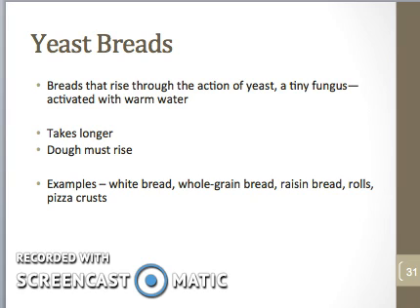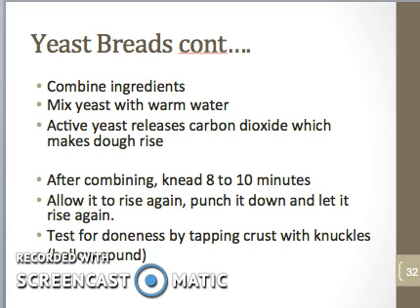Now, using yeast takes longer because your dough must rise. However, I do have a recipe that we will make here. It's for an hour dough, and it's really, really good. But you still got to let it rise. You got to let it double in size before you bake it. So typically we don't use a lot of yeast in here because of that extra time constraint. So it's really great that you guys learn how to use quick bread methods because it is faster. Some examples of yeast breads are white bread, whole grain bread, raisin bread, cinnamon rolls, and even pizza crusts. These are all breads that use yeast to rise.